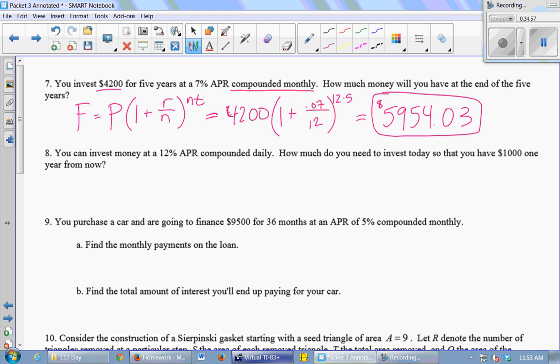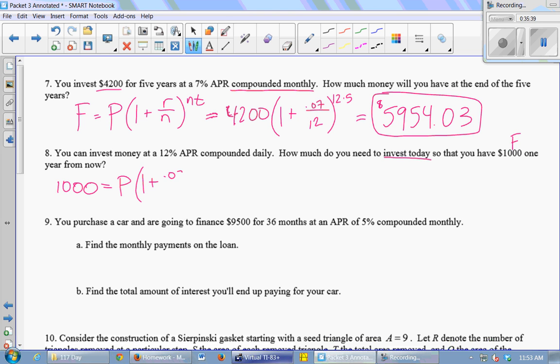Okay, so in the next one, we're compounding daily. You can invest some money today that's going to earn 12% interest compounded daily. How much do you need to invest today? So that would be one lump sum investment, right? So that you have 1,000 1 year from now. So this is going to be a future value, right? How much do you need to invest today? That's the present value. So I write down my formula, same formula, but this time I'm going to make my future value 1,000. Present value I don't know, and then plug in all the other stuff.